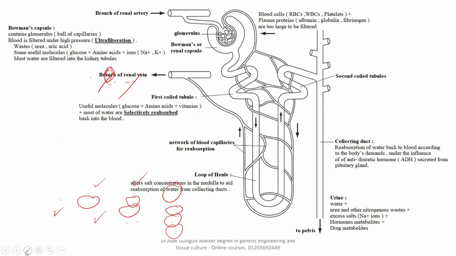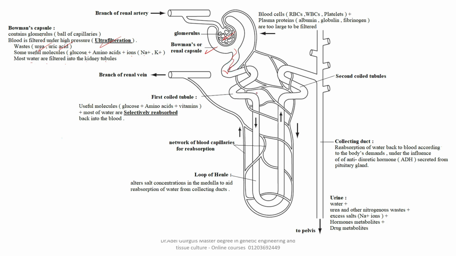Here, to summarize this lesson completely about the function of the nephron, here is the Bowman capsule which contains the glomerulus inside. This is the glomerulus, a ball of capillaries. Blood is filtered under high pressure, ultrafiltration, for waste excretion, urea, uric acid, and some useful molecules like glucose, amino acids, and ions like sodium and potassium. Most water is filtered into the kidney tubules and passes as filtrate.